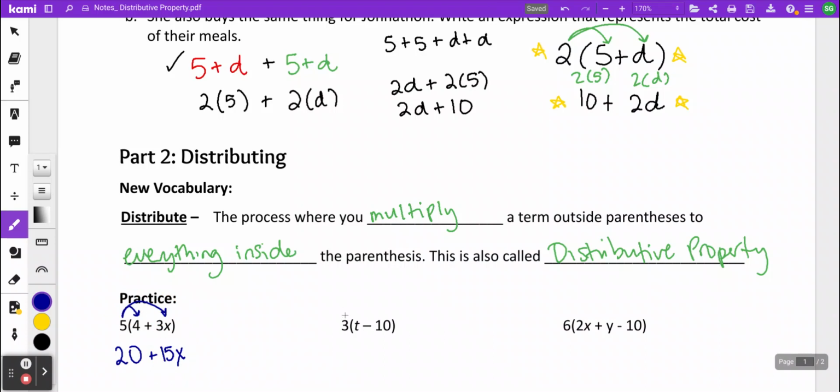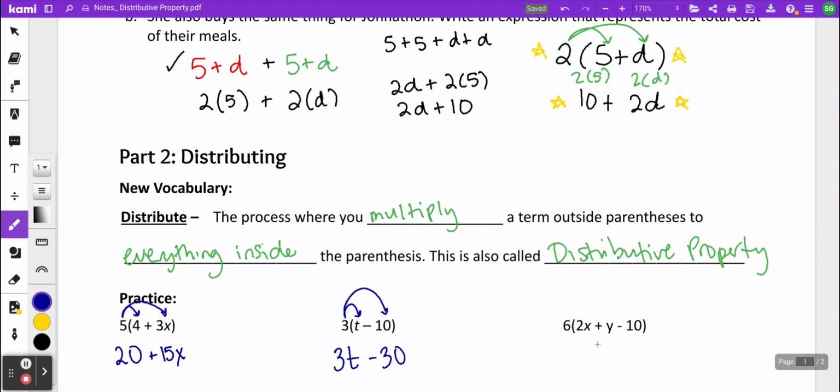When we come to the second one, I've got 3 times t. Well, that's similar to the 2 times d I did up here. 3 times t is just 3t. Remember, when you've got a variable like t, there's a number 1 in front of it. So if it helps you to think 3 times 1t, you can do that as well. And then we can't forget to do the 3 times 10. That would be minus 30 there.